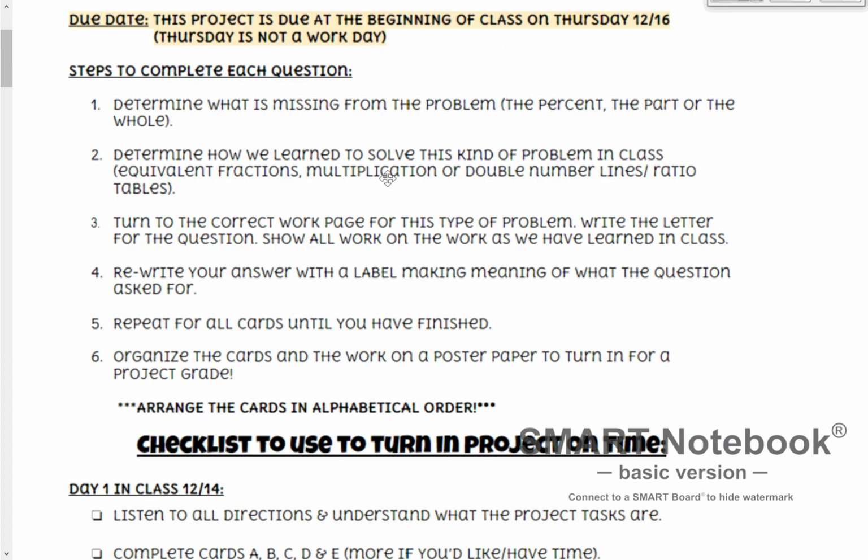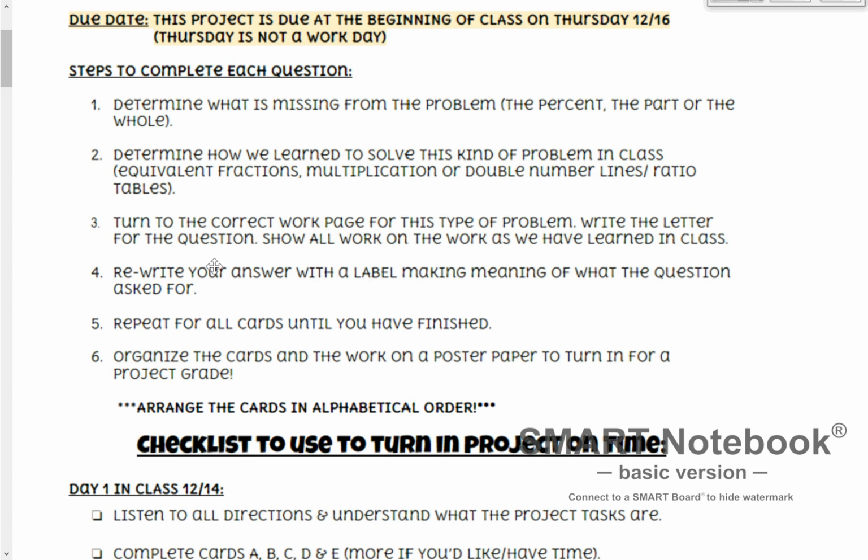These are going to be the steps to complete each question. You're going to be given a question, you're going to determine what's missing, whether we're missing the percent, the part, or the whole and total. Then we're going to go to that work page and we're going to determine how we solved that problem in class. I will give you hints today as we're going through the directions to help guide you. Like I said, then you're going to turn to that work page, I'll show you what this looks like in a minute, and write the letter for the question and then show all of your work as well as circling your answer.